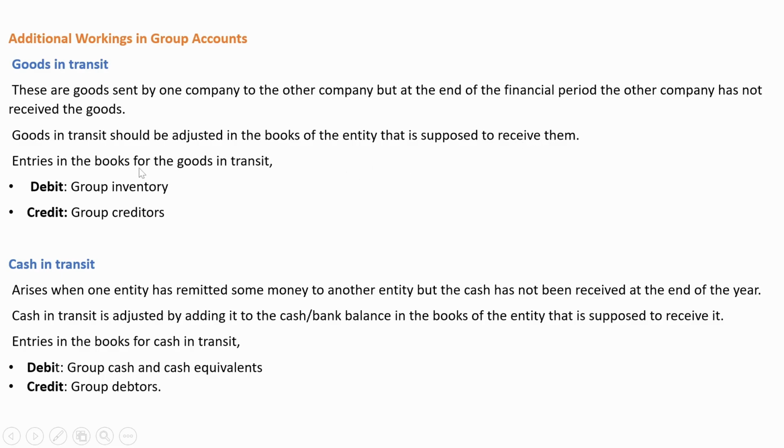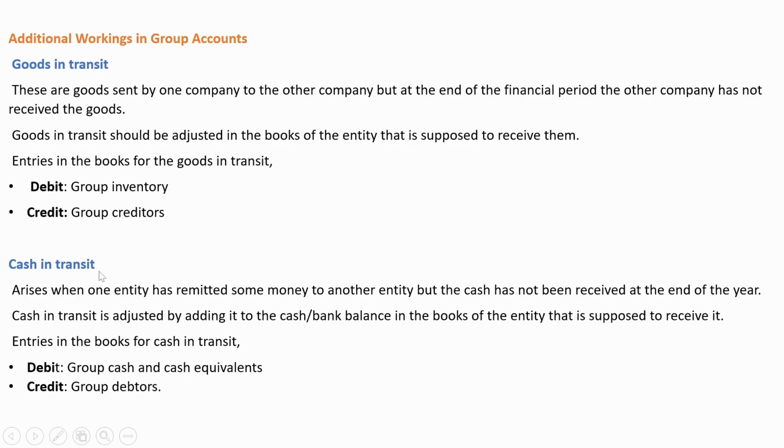Entries in the books for the goods in transit are as follows. So this is how we normally account for it. Debit group inventory. Credit group creditors. It is as if you have purchased goods on credit. How do you record goods purchased on credit? They increase your inventory. So your inventory has increased, so you debit inventory. You have not paid for the goods. So your creditors have increased, you credit creditors.